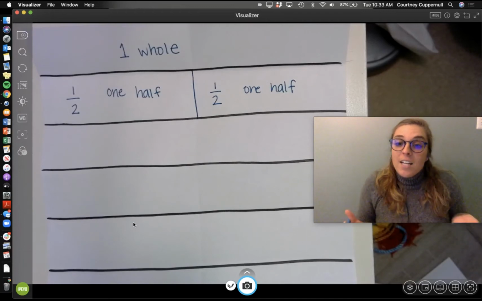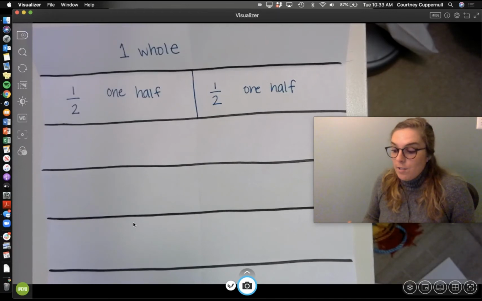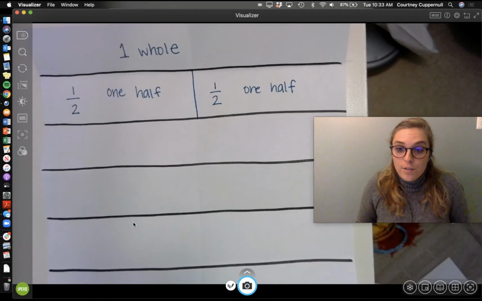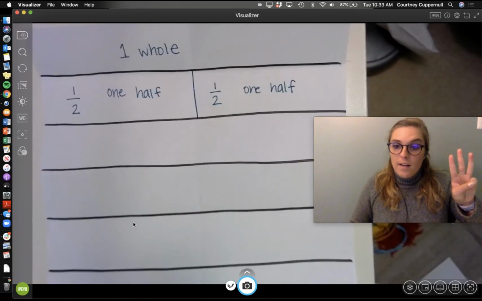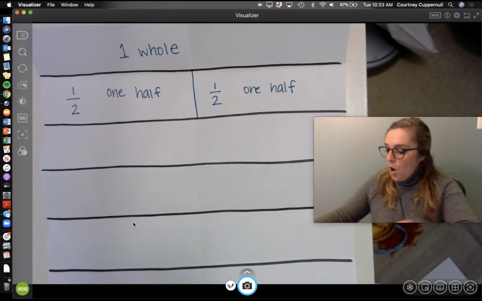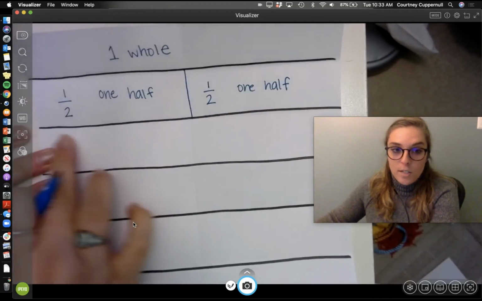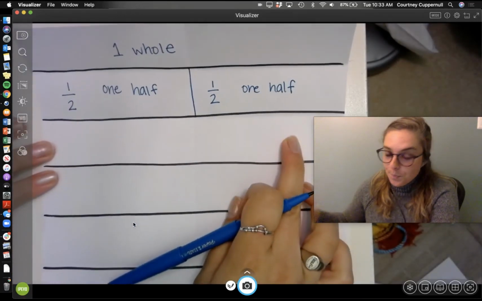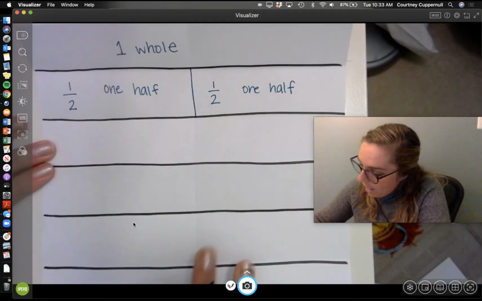All right, the next fraction that we're going to practice modeling, in this case on our special resource, are thirds. Show me on your hands how many equal pieces go in thirds. Ready, go. Yeah, 3. I need to have 3 equal pieces in order for this whole to be broken into thirds. So what I'm going to do is find my halfway point.